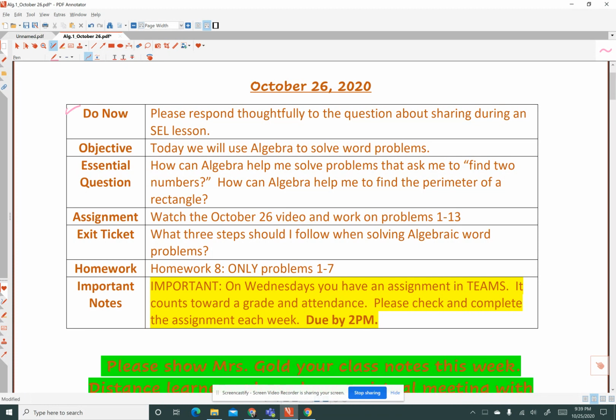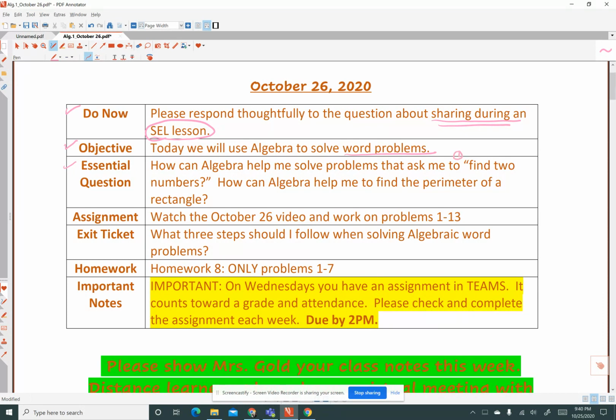First, our do now will be about responding thoughtfully to the question about the notion of sharing during a social emotional learning lesson. Very important. Everyone should feel comfortable to share, although you're not required to. Our math objective for today will be to use algebra to solve word problems. Our essential question: how can algebra help me solve problems of two particular types?